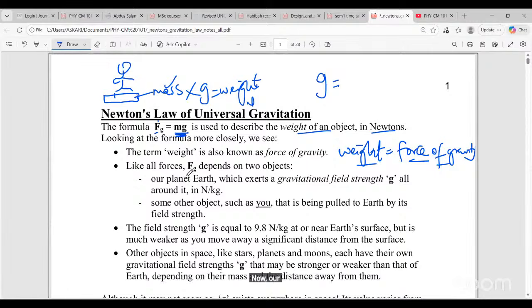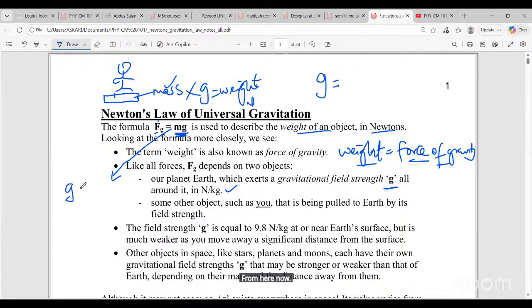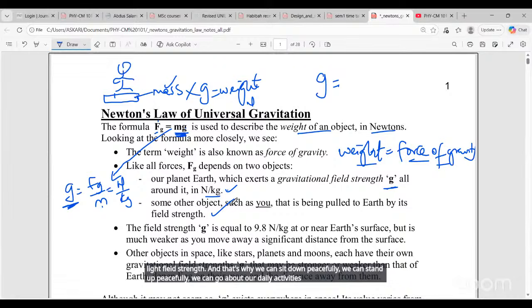Now, our planet Earth exerts this gravitational strength G all around us, and it is measured in newton per kilogram. That's the force acting on a unit mass. From here, we can say our G will be equal to Fg divided by m. The unit of force is newton and this is kilograms. So the gravitational field strength of any location is defined as the force of gravity per unit mass. So objects such as us are being pulled to the Earth by its field strength. And that's why we can sit down peacefully, we can stand up peacefully, we can go about our daily activities peacefully.